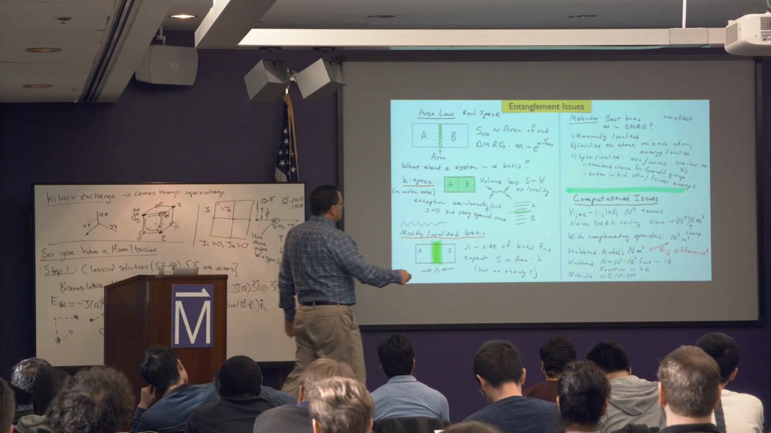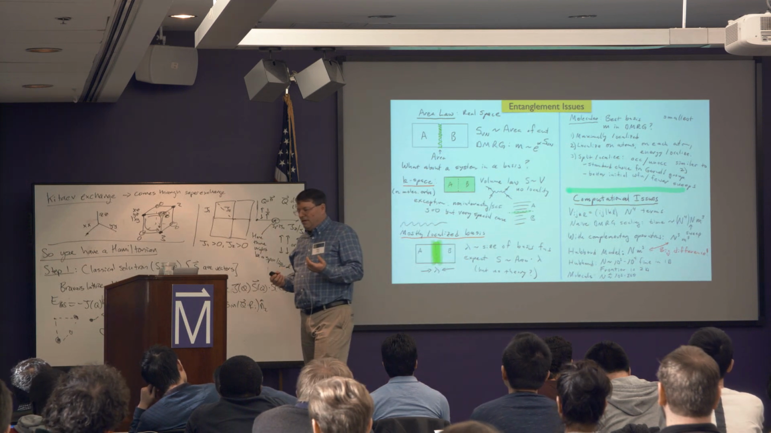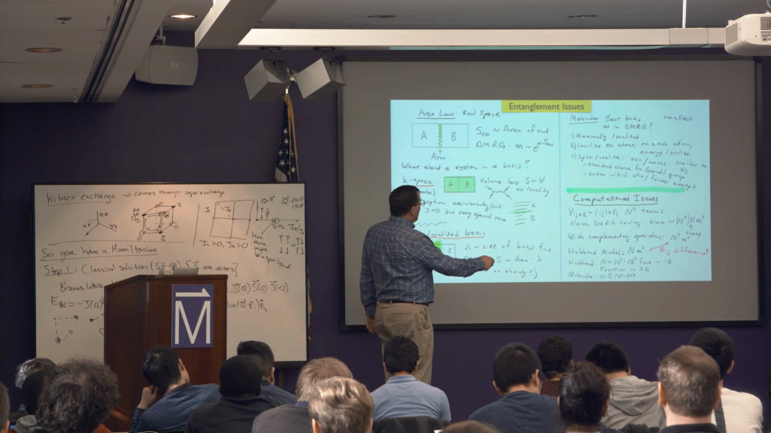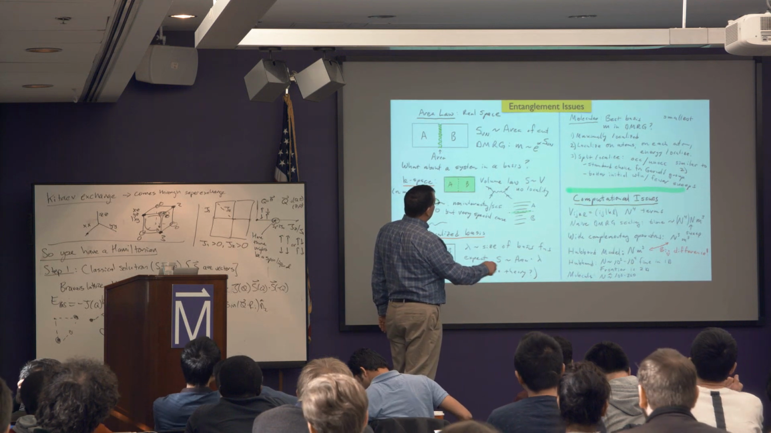Okay, so what does this tell us about what might be the best basis for doing DMRG in quantum chemistry? Well, you can have some different choices that you can try to explore. You could try to make it just completely as localized as possible.